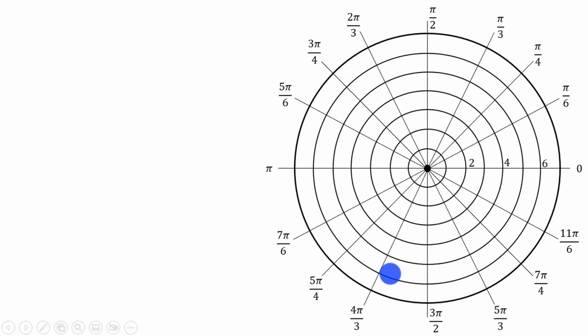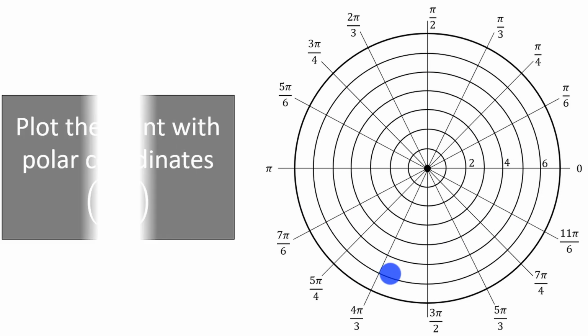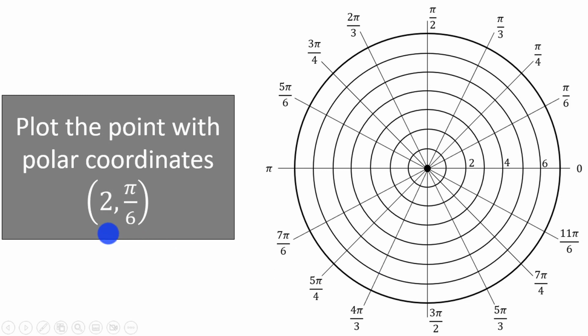Let's practice plotting some points. Say that we are asked to plot the point with polar coordinates 2, pi over 6. Remember that polar coordinates are expressed r, theta. I typically like to think of the angle theta first. So pi over 6 would be in this direction. What this is saying is go 2 units out in the pi over 6 direction.